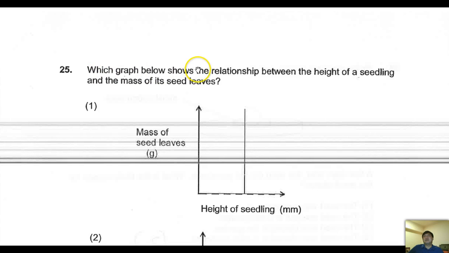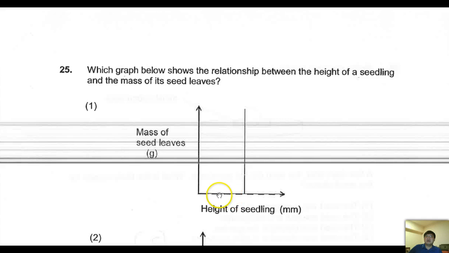Now, which graph shows the relationship between the height of a seedling and the mass of its seed leaves? It means as the plant grows taller, the mass of its seed leaves changes. The seed leaf is the part of the food supply to the seedling. So as the seedling uses the food supply, the seed grows smaller, its mass, or the weight, has shrunken. As it shrinks, the material from the seed is being passed to the seedling, right? The seedling will grow taller, and the weight will be smaller. Sorry, will be lighter. Just imagine that.